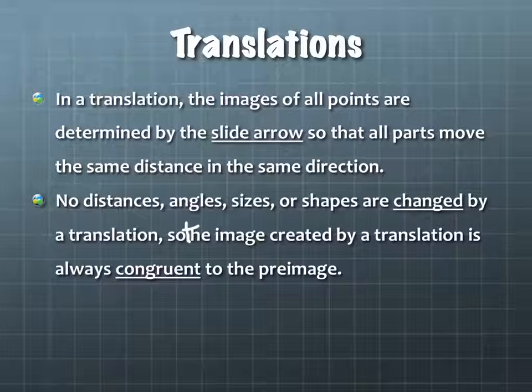The image created by a translation is always congruent to the pre-image. Because we don't change the size or anything of what's going on, it's congruent to where it started with. Different place and space, but it's congruent.